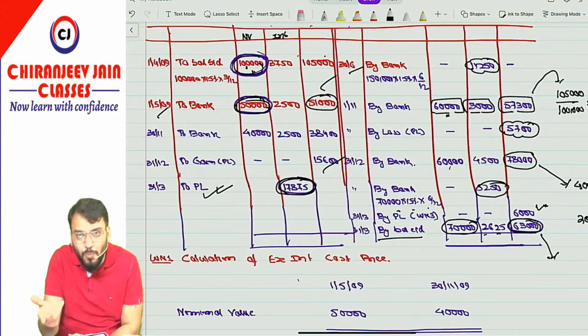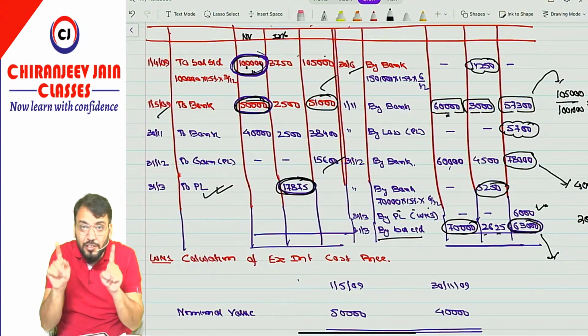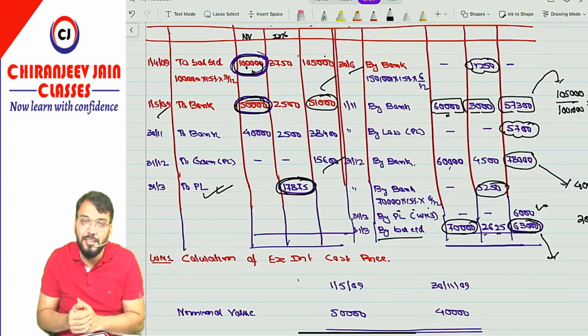So we'll do one more part for this particular chapter. In that we'll discuss the accounting treatment for variable income bearing investment.